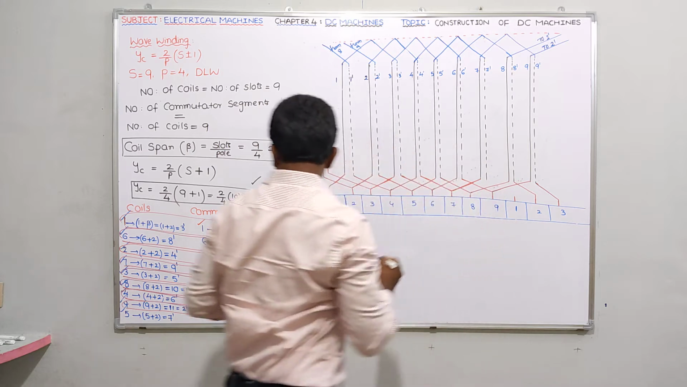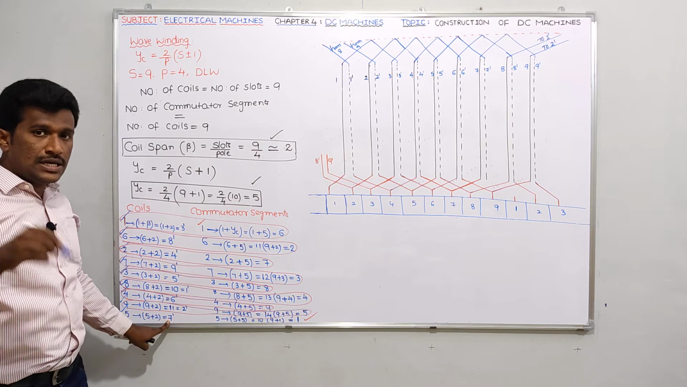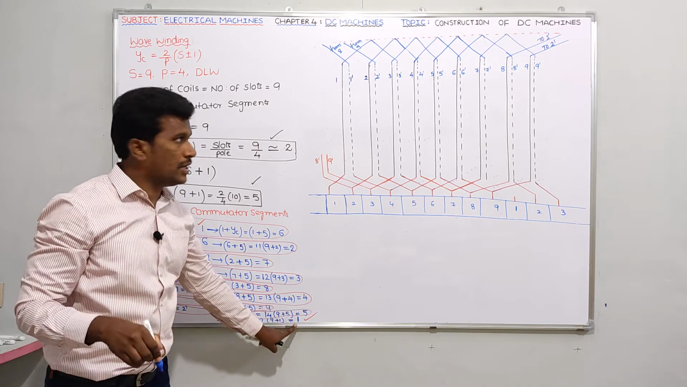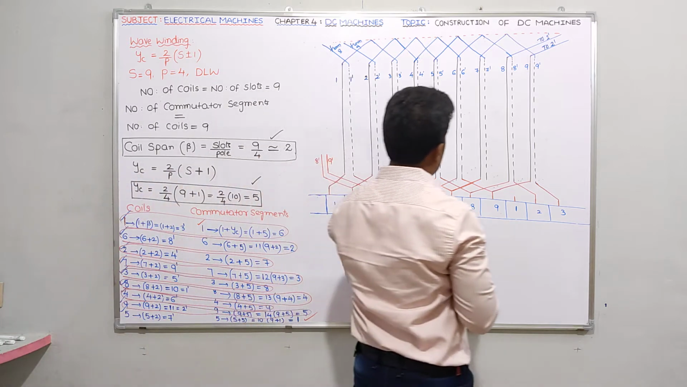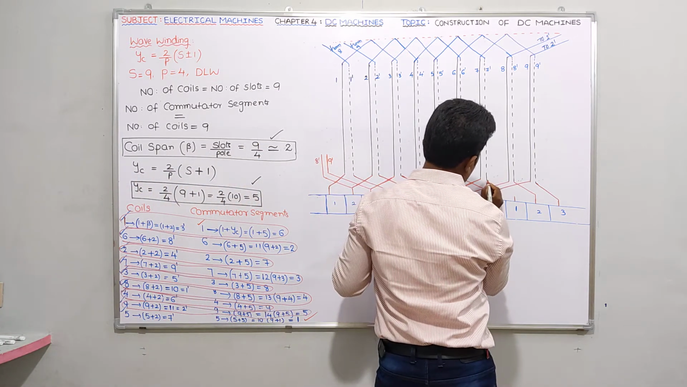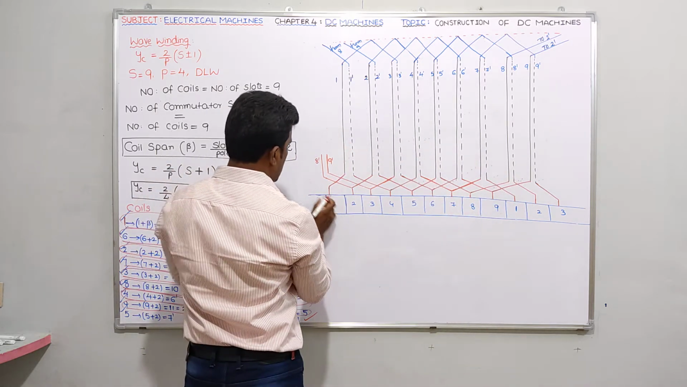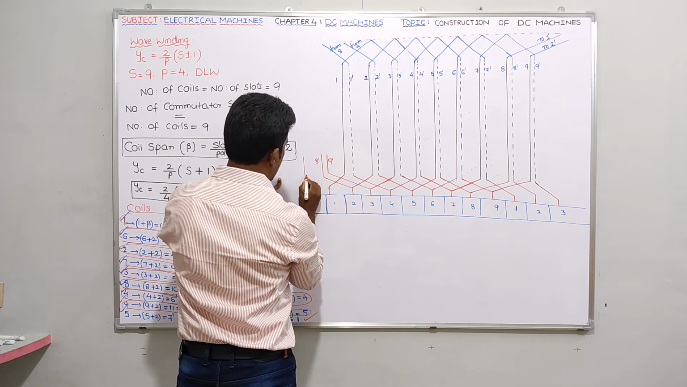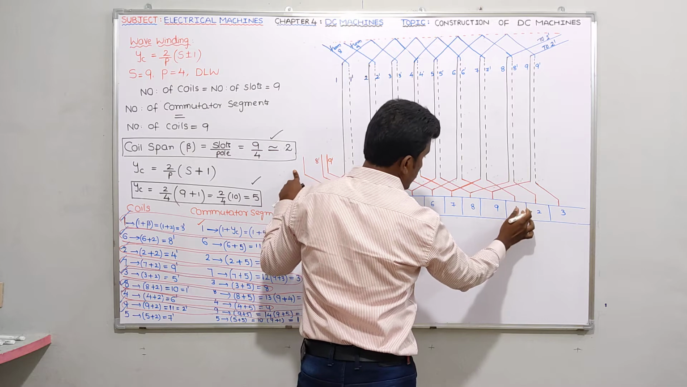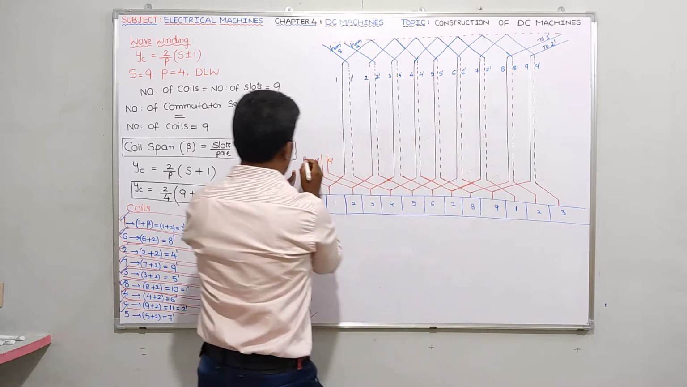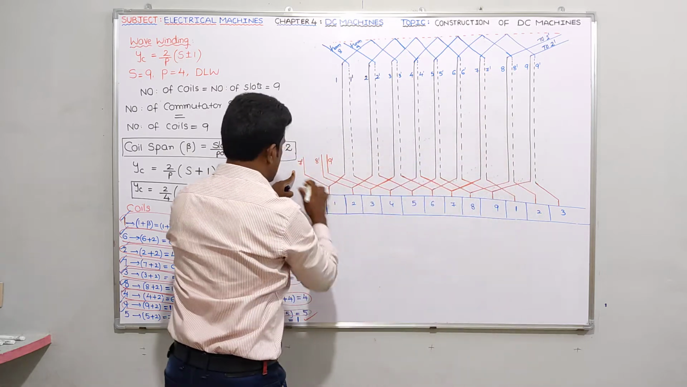Right. In this 5 7 dash coil, as I told you, the 5th conductor is connected to the 5th segment. What about the 7 dash conductor? It will be connected to the first segment. Okay. See, 7 dash will be connected to the first segment. If you want, I can show it here also. From here, it is connected to the first segment. Yes, 7 dash is connected to the first segment.